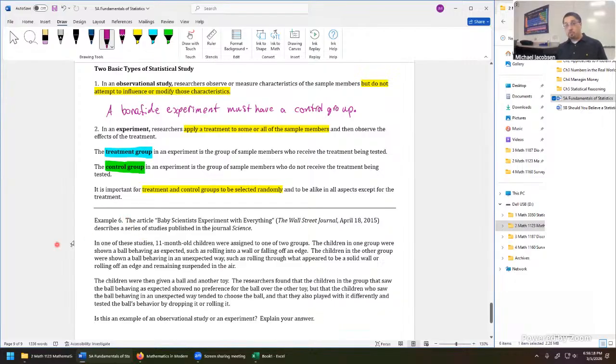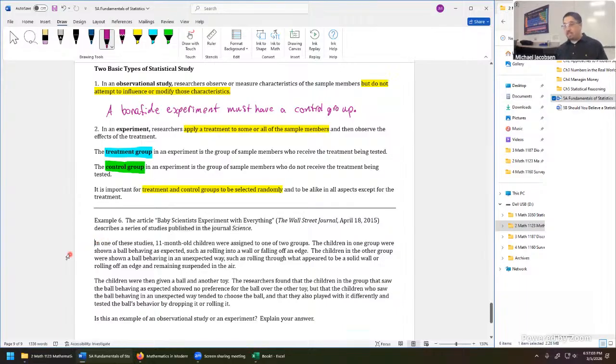So first thing to do, and this is kind of par for the course in statistics, sometimes the context is a lot of reading. There's lots going on here. We have to absorb this, see what's really going on, and then we can make an assessment. Was it just an observational study or was it an experiment? So here's how it goes. It says in the article, baby scientists experiment with everything, in a 2015 publication. It describes a series of studies published in the Journal of Science. So, okay, this title was just as it was reported in the Wall Street Journal, but this is a very serious scientific journal. So people did some interesting work on this.